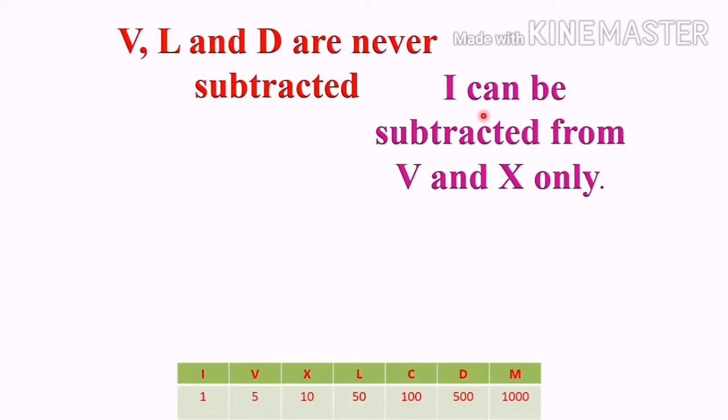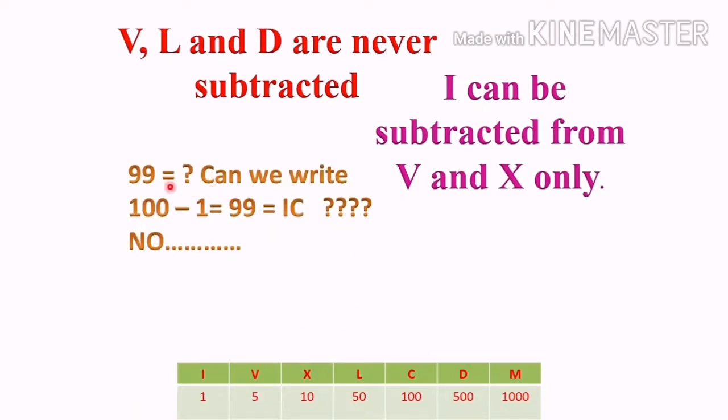And the next point is, I can be subtracted from V and X only. How do we write 99? Can we write 99 as 100 minus 1, then IC? Is it possible? No. Why? Because I can be subtracted only from V and X. So 99 cannot be expressed as IC. Then how could you express 99?